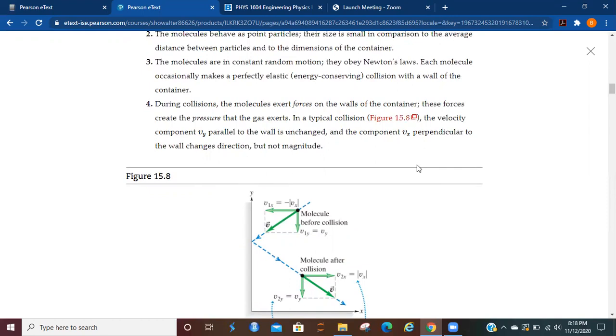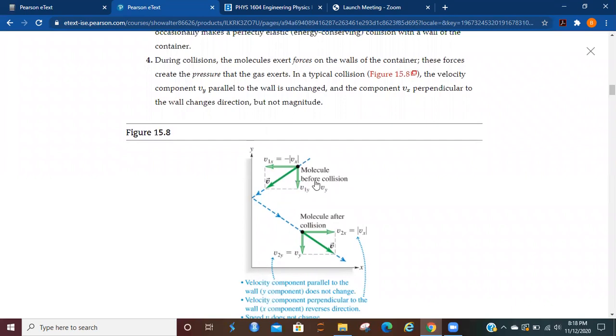These forces create the pressure that the gas exerts. And in a typical collision, the velocity component that is parallel to the wall is unchanged, and the component v_x perpendicular to the wall does change direction, but not magnitude. And this is a model of that particle-wall collision.